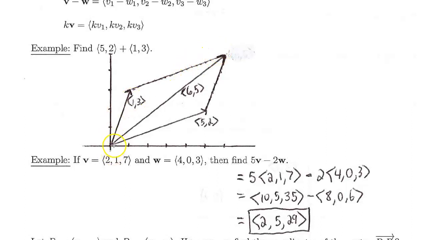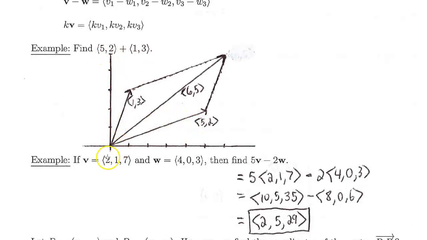Now what is our final vector here? What is the sum of those two vectors? Well, it'll be ⟨6, 5⟩. And notice that's the same thing you get if you just add the coordinates. 5 plus 1 is 6. 2 plus 3 is 5. And you can see why it works.